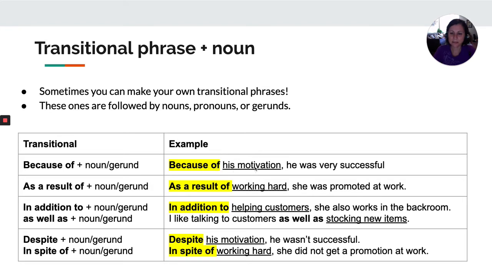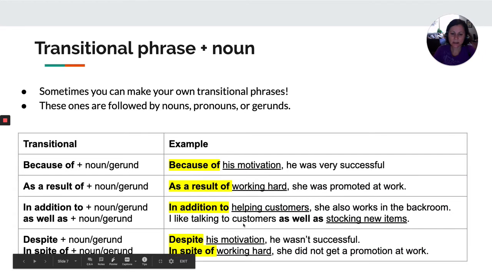plus noun phrase. As a result of working hard, she was promoted at work. So here I have a gerund after as a result of. In addition to helping customers, she also works in the back room. This is the same as saying also, but you're saying in addition to this, she also does that. As well as, I like talking to customers as well as stocking new items. This is the same meaning as also.